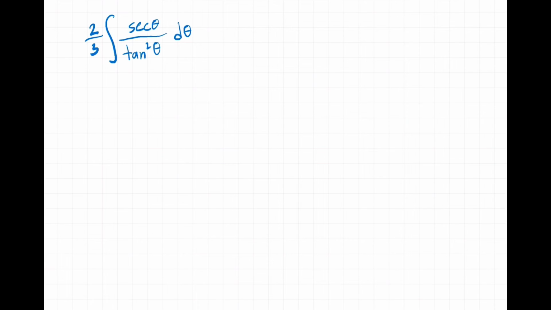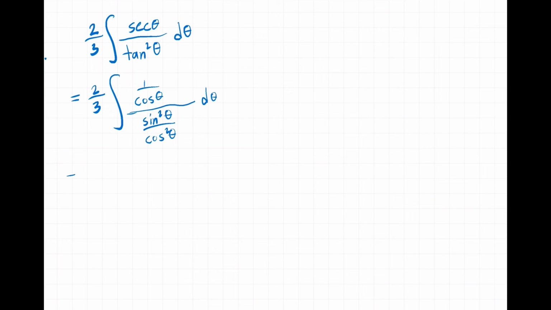So rather than try and work with secant and tangent here, let's actually convert these to be in terms of sines and cosines. So we have this equals 2/3 integral of, well, secant theta is 1 over cosine theta, and we're dividing by tangent squared theta. Tangent theta is sine theta over cosine theta, but since it's being squared, we've got to square both of those. So sine squared theta over cosine squared theta. Make sure when you've got a compound fraction like this that your middle division bar is bigger and very obvious, and you know what's being divided by what. And we have our d theta at the end.